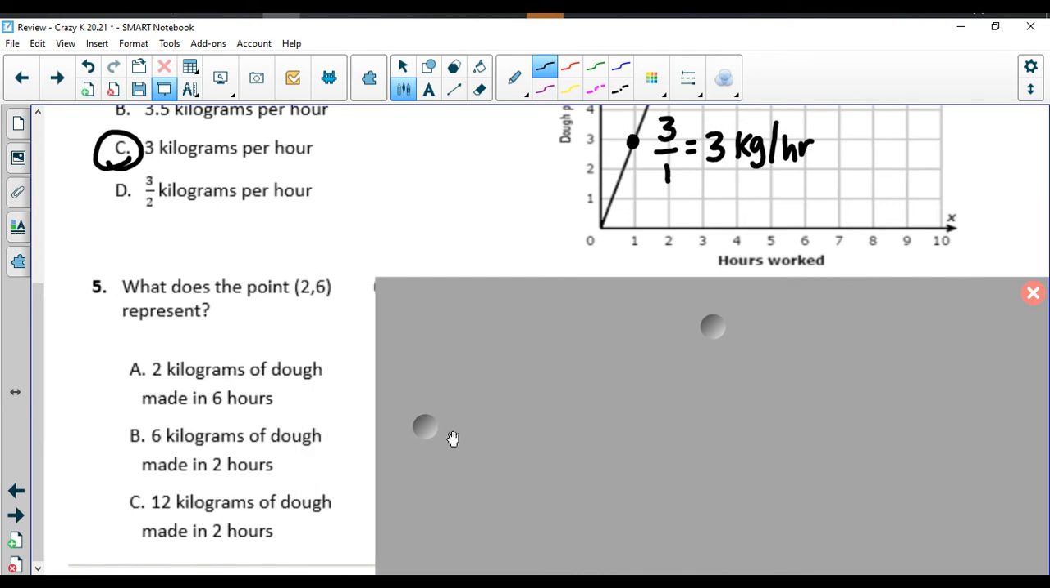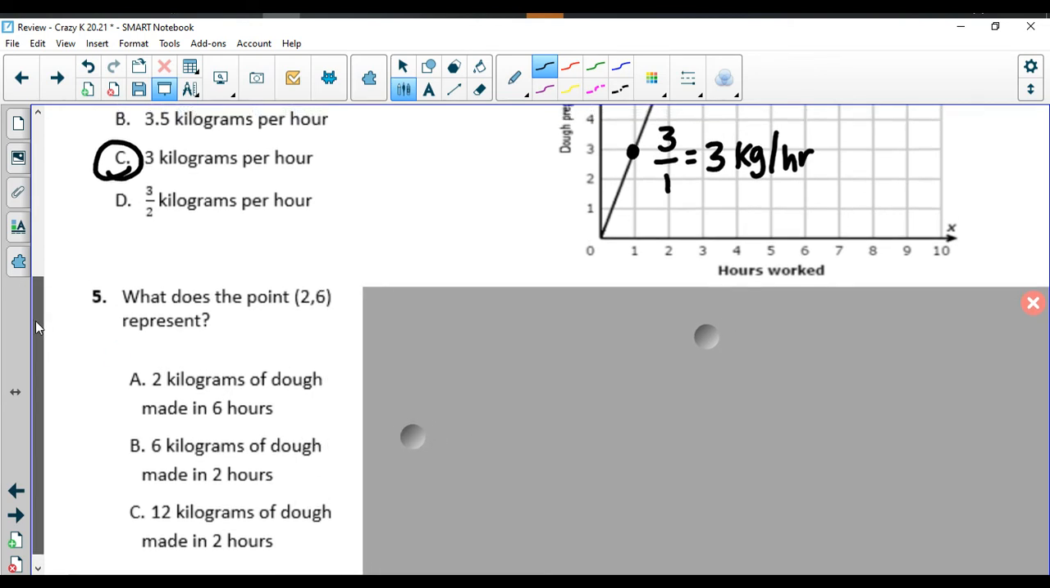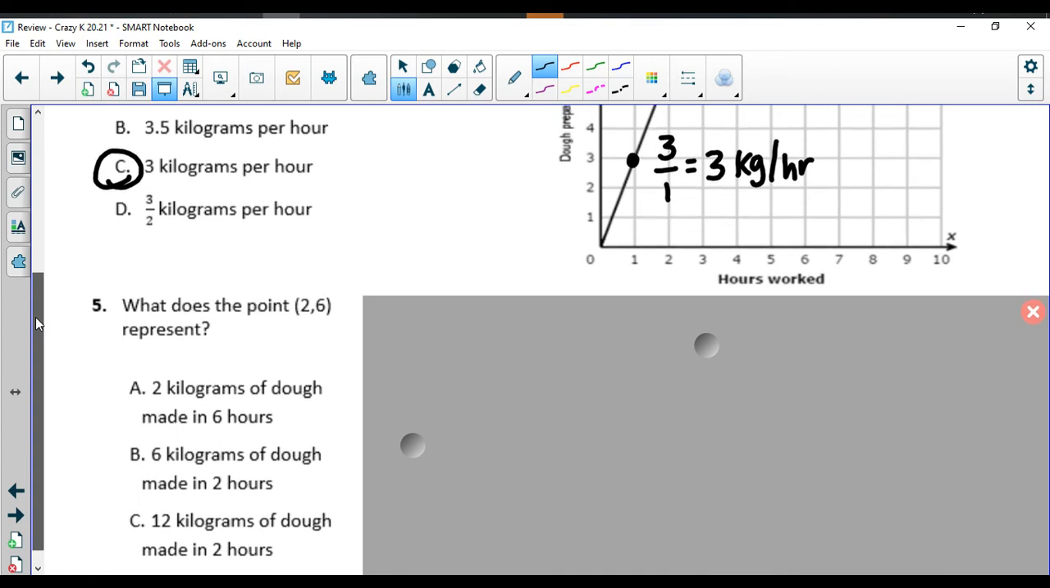Down here, we're going to have a couple more. Question number 5. What does the point 2,6 represent on this graph? So for the point 2,6, x represents the hours, and 6 represents the kilograms. So the first one says 2 kilograms of dough, which is not accurate. The second one says 6 kilograms of dough in 2 hours, and that would be correct. And then the last one says 12 kilograms made in 2 hours. Correct answer choice here is letter B.